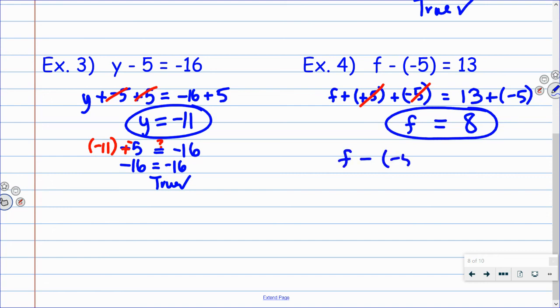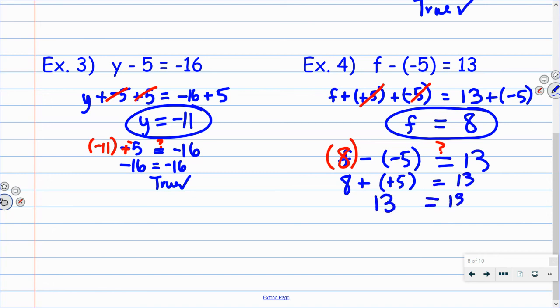Rewriting the equation. But we think we know what f is. So let's go ahead and substitute in 8 and see if this in fact works. Meanwhile, I'm of course going to rewrite subtract a negative into adding a positive, adding the opposite. 8 and 5 is 13. We get a true statement.